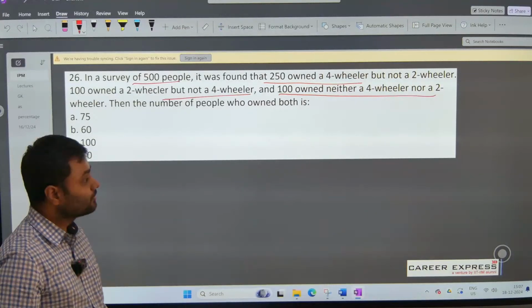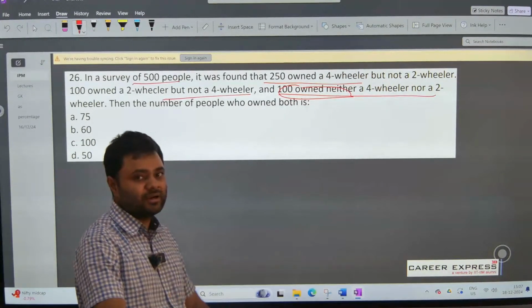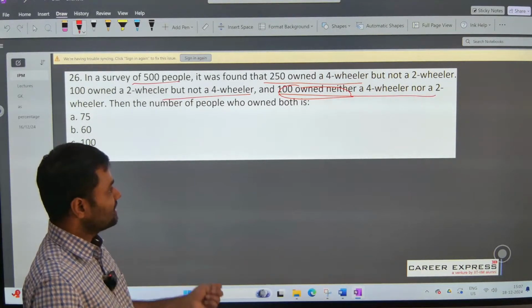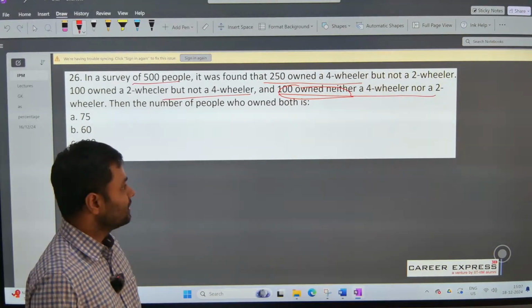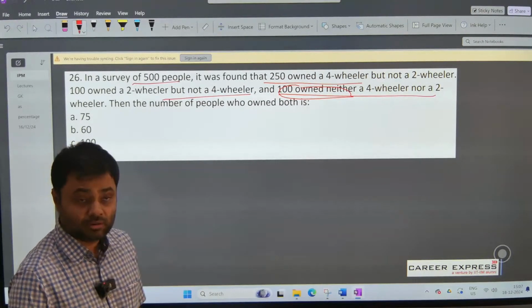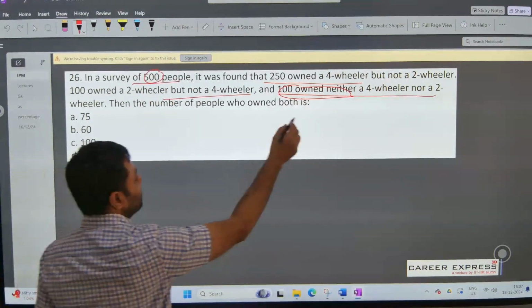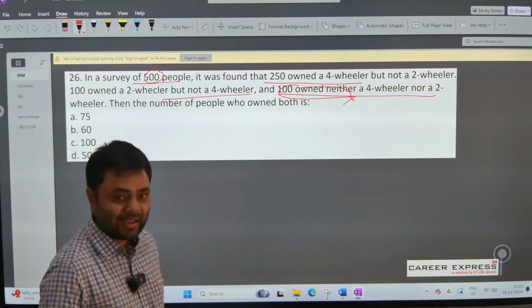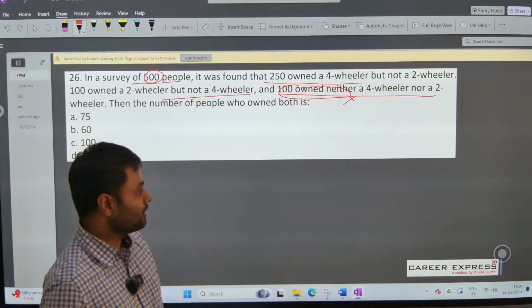Out of 500 people that were surveyed, 100 didn't own any of the vehicles. They were surveyed for their occupancy of vehicles. So some people had four-wheelers, some others had two-wheelers, but 100 people were such that they did not have any four-wheeler or two-wheeler. That means out of 500, these 100 didn't have anything. That means 400 had at least one of the two vehicles, either a four-wheeler or a two-wheeler.